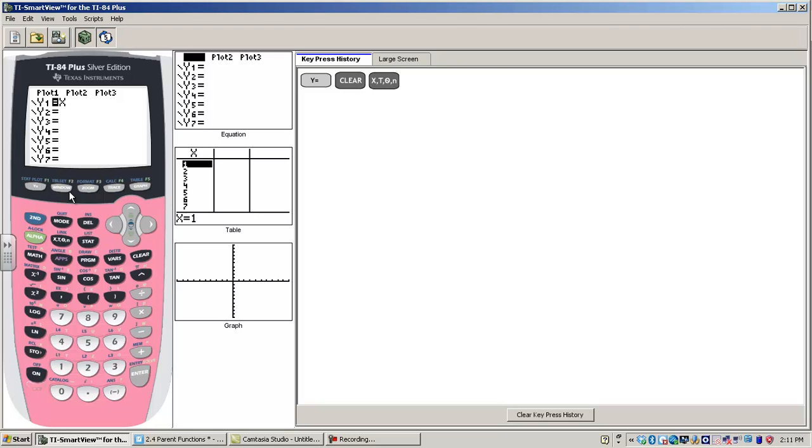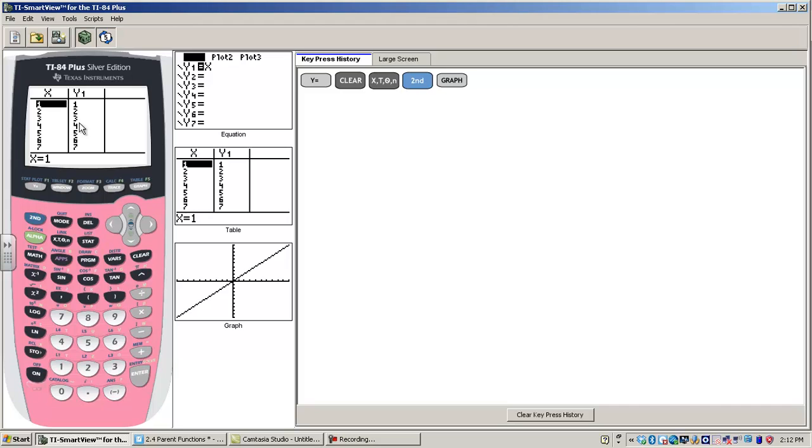I want to look at the table for this so that I can finish filling in my table. To find the table, if you look again right under your screen, the button to the far right says graph, but above it in blue, it says table. So I press the blue button, or the second key, so I press second and then graph, it brings up my table. My table on my notes starts at -2.